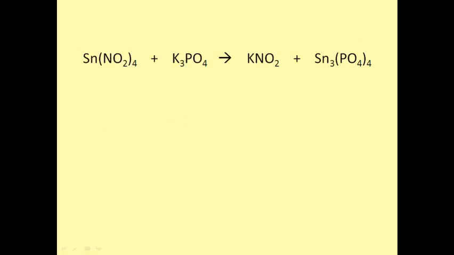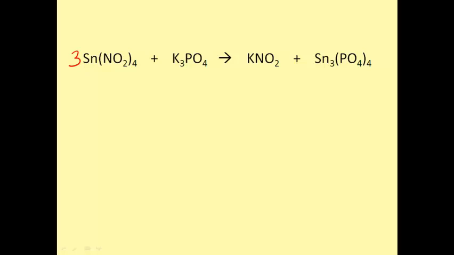Another equation. Tin(IV) nitrite plus potassium phosphate produces potassium nitrite plus tin(IV) phosphate. Oxygen is present in all 4 of these chemical compounds. So ignore the oxygen to begin with and balance the other atoms first. And by the time you finish, the oxygen atoms may already be balanced. 1 tin atom appears on the left side of the reaction and 3 appear on the right side. We can try balancing the tins first by putting a 3 in front of tin(IV) nitrite.